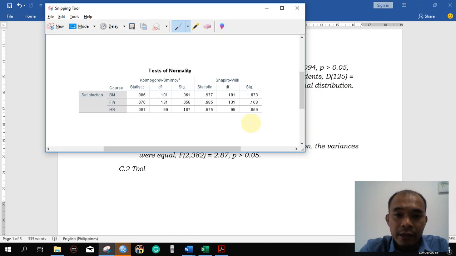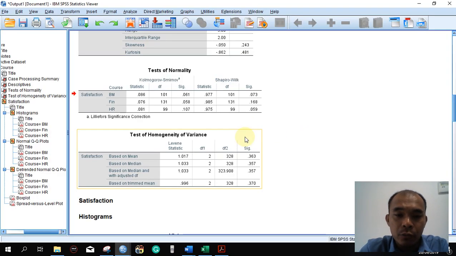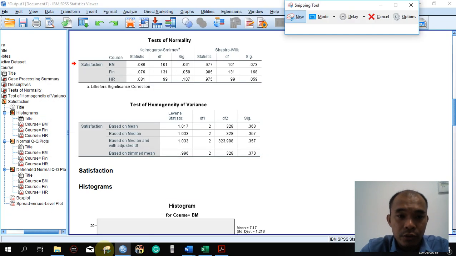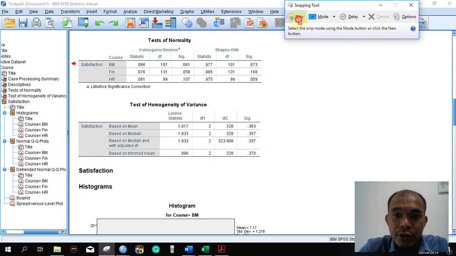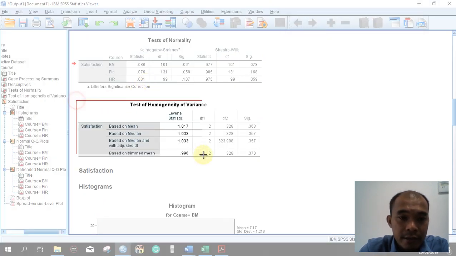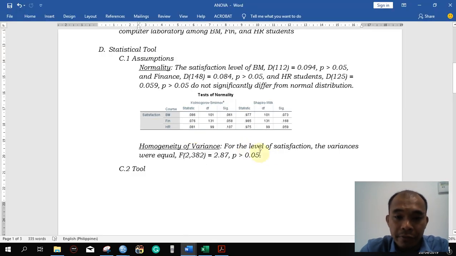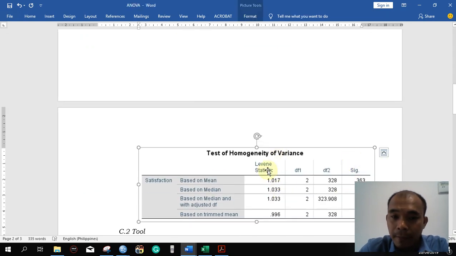And then the other one here, you go back to the tab, and then we have to paste the homogeneity of variances. So again, Ctrl N, or you can press the new here, and then just copy this one, click, and then on your keyboard, Ctrl C. And then you go back to the Word file, and then paste the homogeneity of variances.